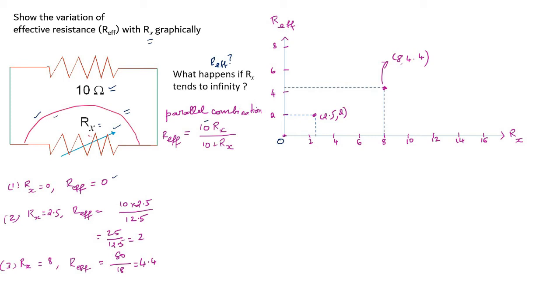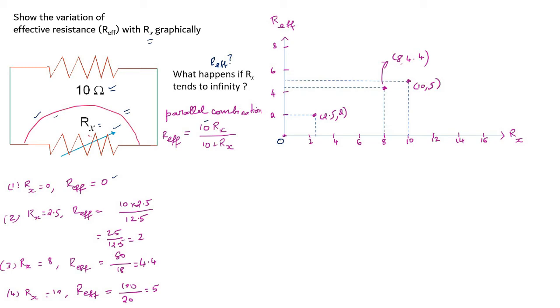Okay. Then one more point. We take Rx as 10 here. 10 into 10 is 100, 10 plus 10 is 20. 100 by 20 will be 5. So the third point, sorry, fourth point, is 10 comma 5. So we have got 4 points.